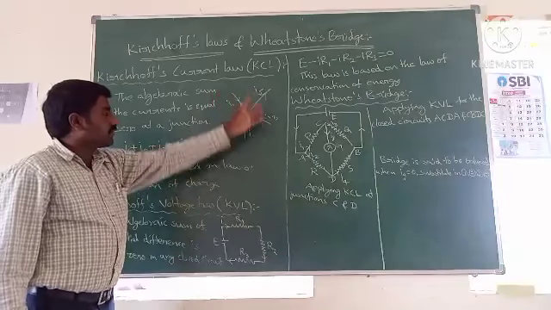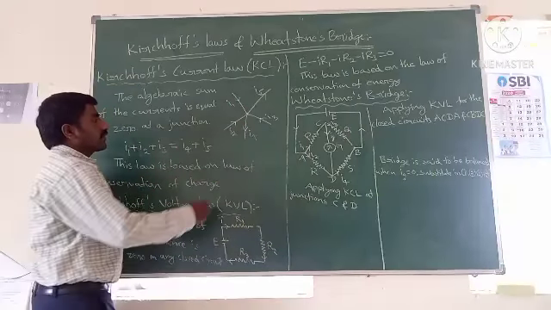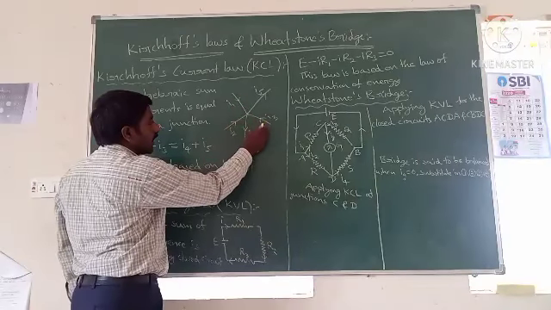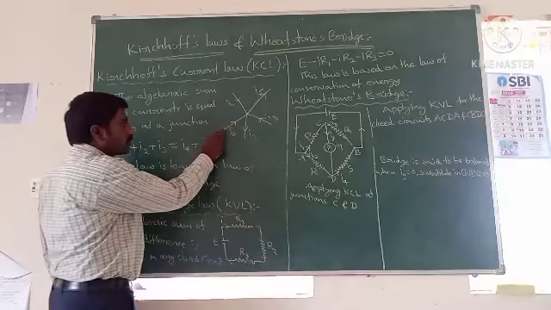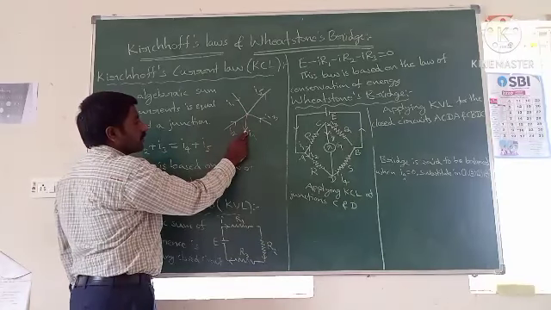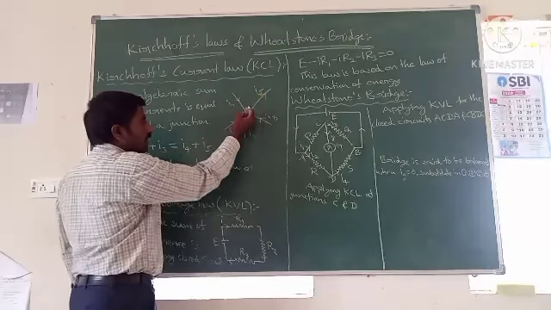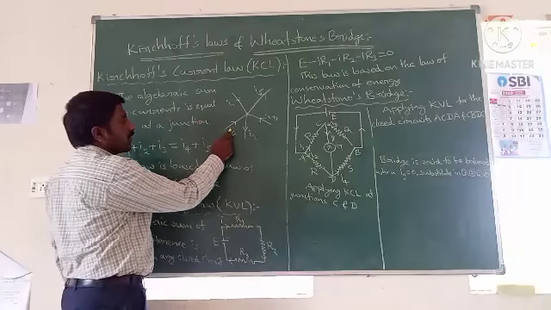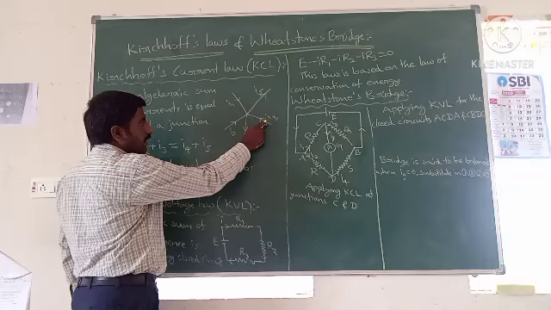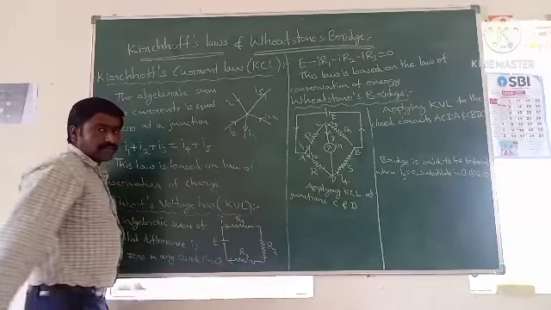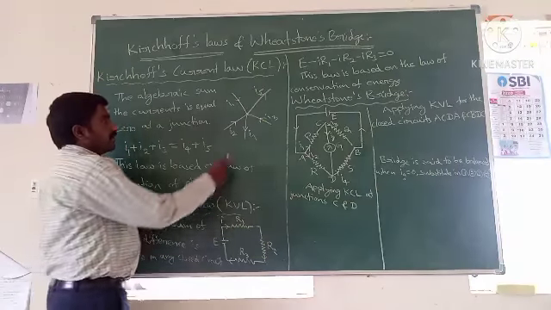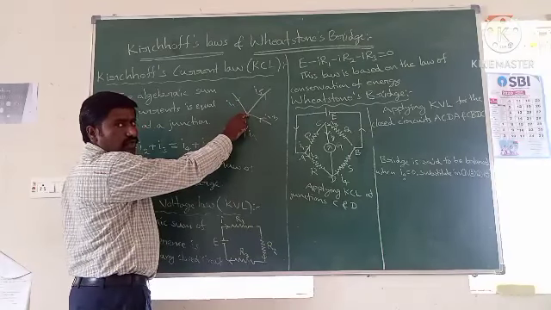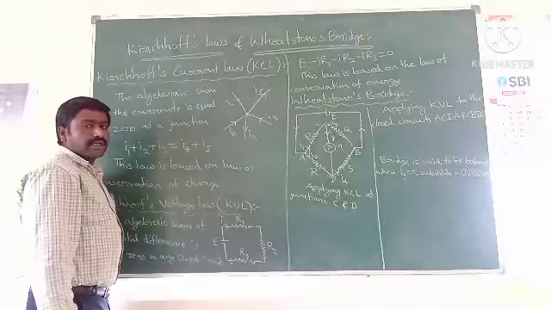Now when you observe these five currents, I1, I2, I3 are the three currents entering into the junction, and I4, I5, these two currents, are coming out of the junction. According to KCL, the algebraic sum of the currents is equal to 0 at the junction. In other words, the sum of the currents entering the junction is equal to the sum of the currents leaving the junction.